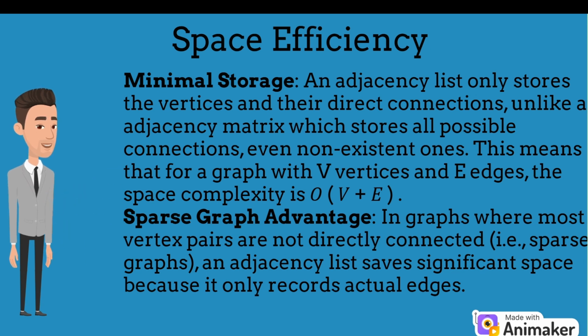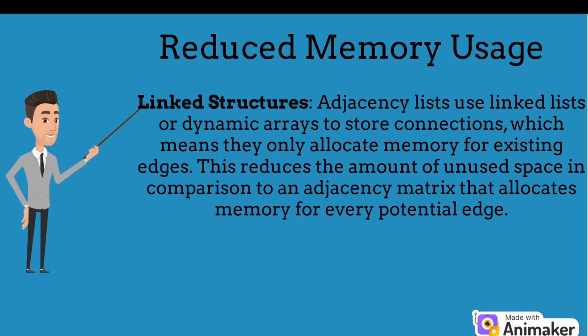Sparse graph advantage. In graphs where most vertex pairs are not directly connected, an adjacency list saves significant space because it only records actual edges. Coming to reduced memory usage, linked structures. Adjacency lists use linked lists or dynamic arrays to store connections, which means they only allocate memory for existing edges. This reduces the amount of unused space in comparison to an adjacency matrix that allocates memory for every potential edge.